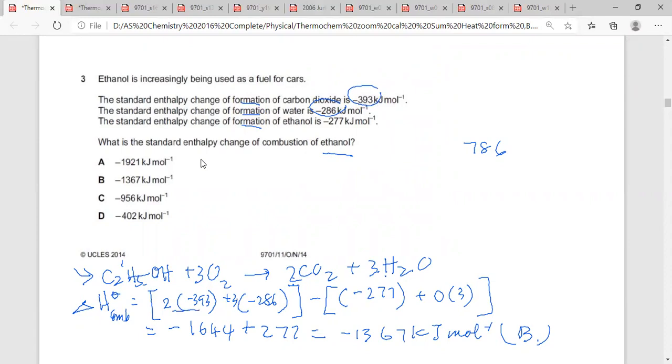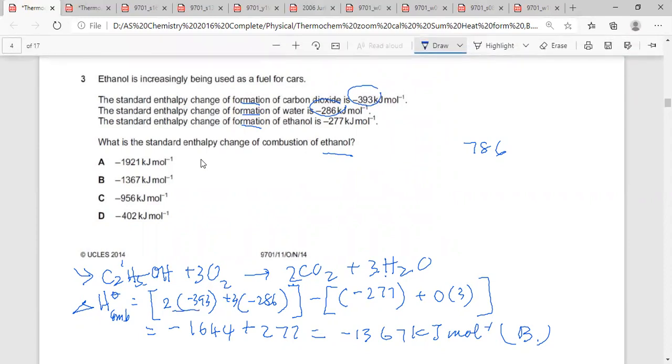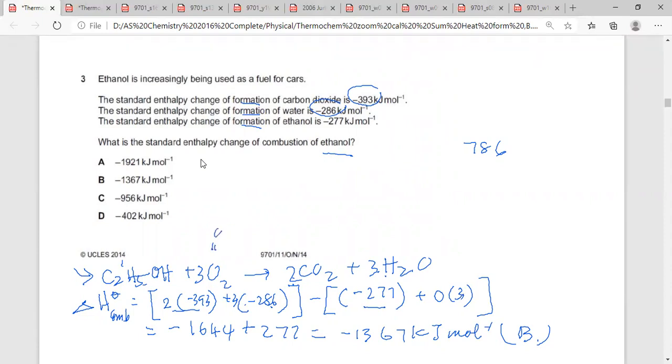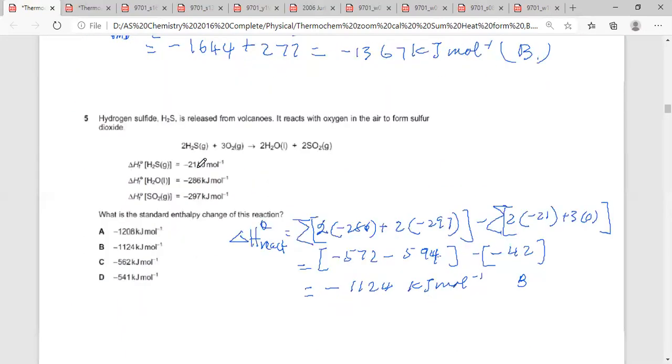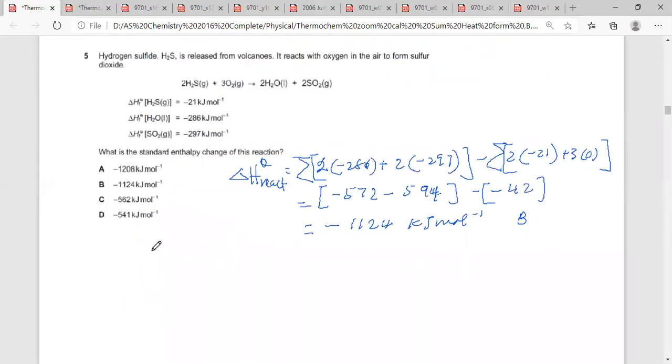Okay, correct. 3 times water is 2861. Minus here, and this of your ethanol minus 277, and of course it's 3 times 0. Why is oxygen a 0 element? So you get the answer here, which is part B. Quite simple. Now here is another one.